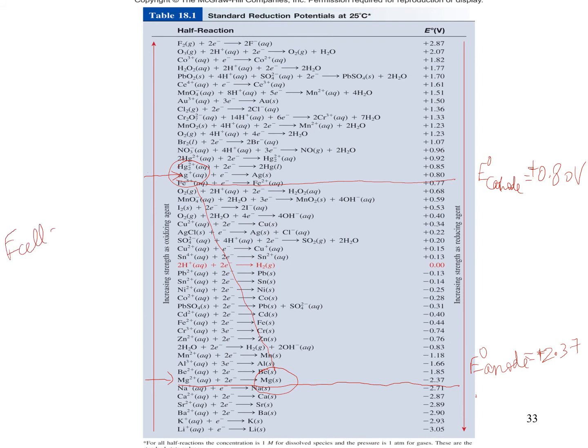E of the cell will be E of cathode plus E of anode, or E naught. So E of cathode is 0.80 volt plus 2.37 volt, which will give you a total of 3.17 volt. So your final answer is going to be 3.17 volt.